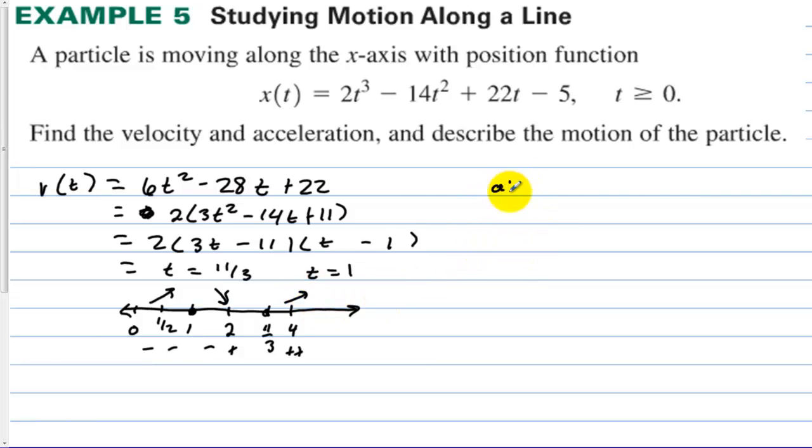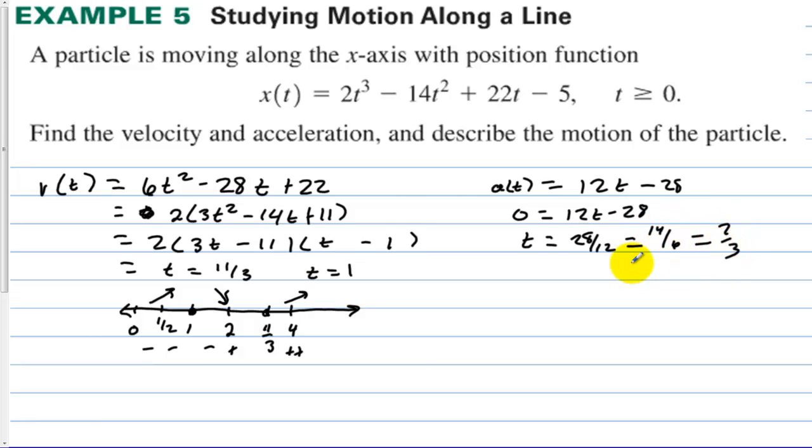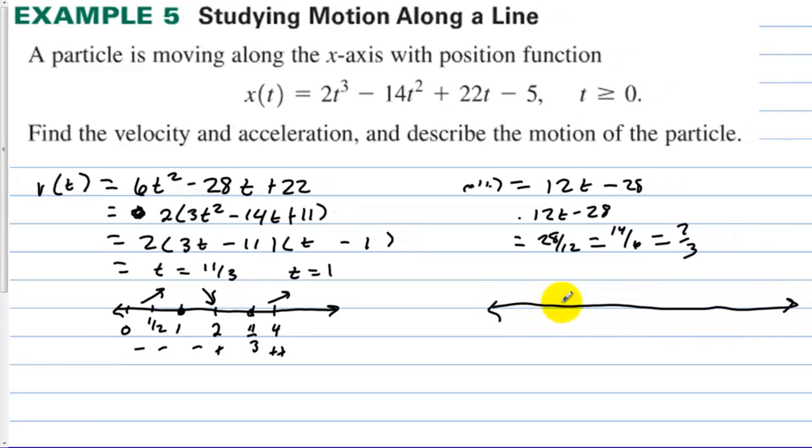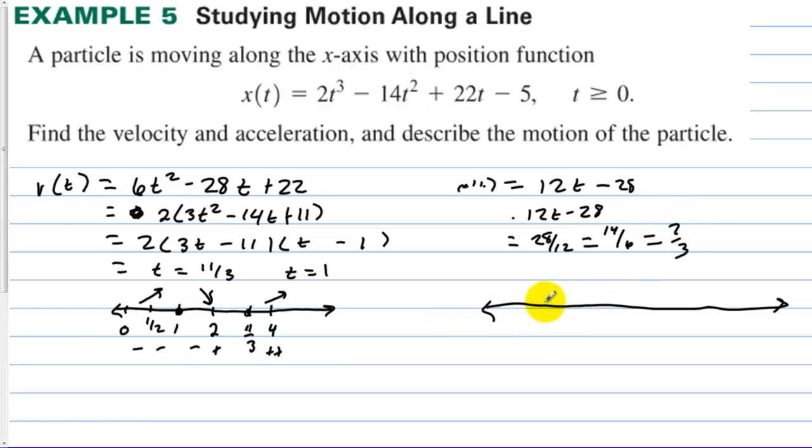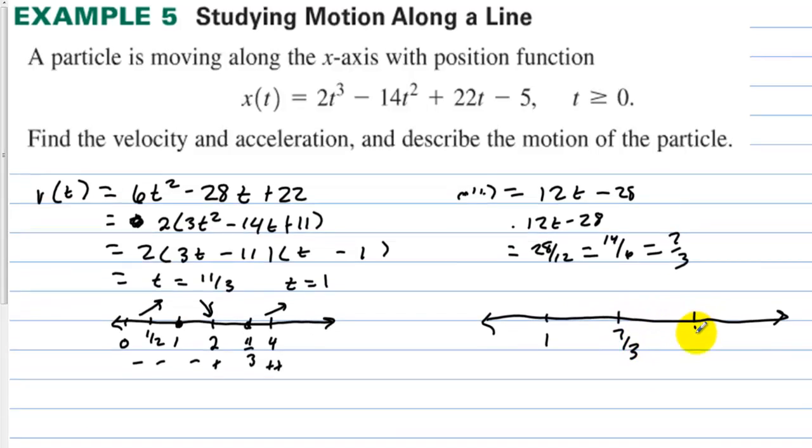Now the acceleration, a of t, is equal to 12t minus 28. And we'll set that equal to 0. So t is equal to 28 twelfths, which is 14/6, which is 7 thirds. So let's draw another number line representing speeding up and slowing down. We'll have 1 in here, so we got 1. The next number would be 7 thirds, and then we'll have 11 thirds.